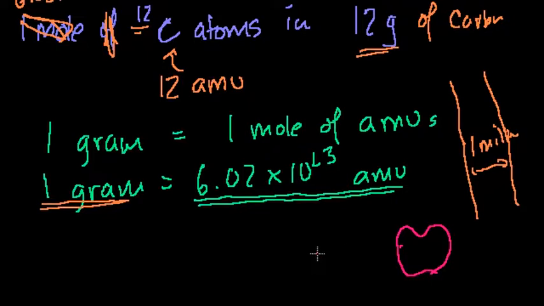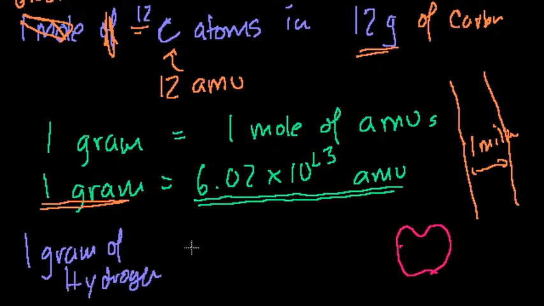So it's hard for us to even process things of this size. When you just have 1 gram of, well, let's say you have 1 gram of hydrogen.